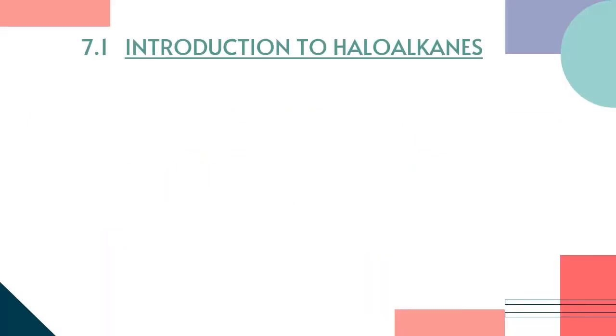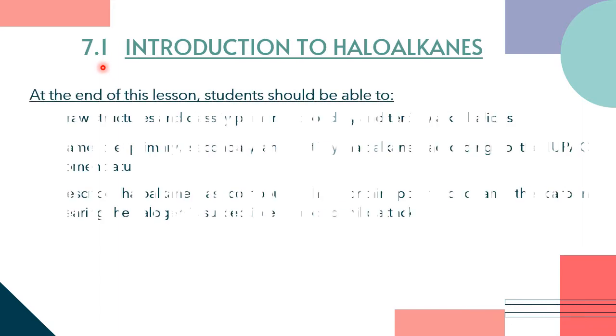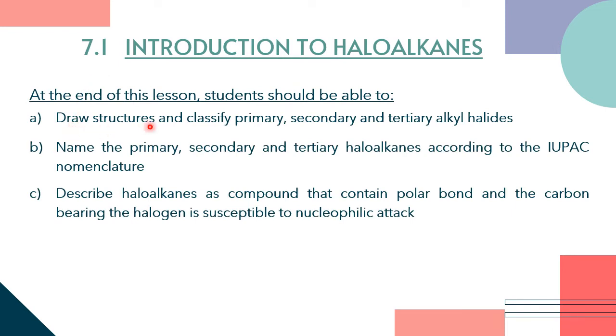In this video, we're going to discuss the subtopic 7.1, Introduction to Haloalkanes, and at the end of this lesson, you should be able to first draw structures and classify primary, secondary, and tertiary alkyl halides. Then name the primary, secondary, and tertiary haloalkanes according to the IUPAC nomenclature. And lastly, describe haloalkanes as compounds that contain a polar bond, where the carbon bearing the halogen is susceptible to nucleophilic attack. So now let's start.